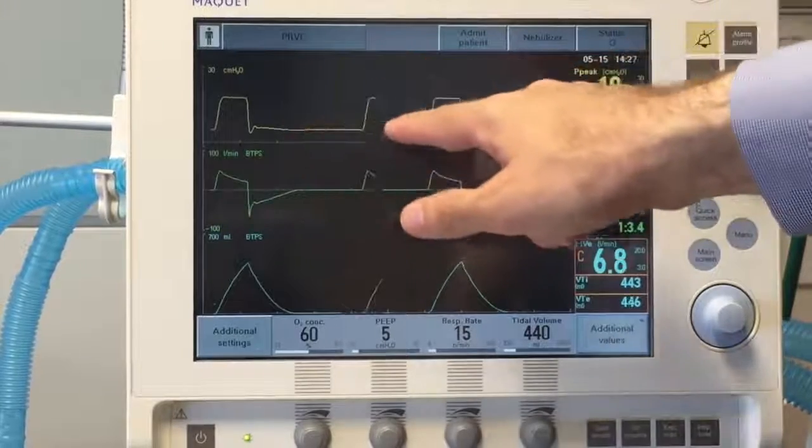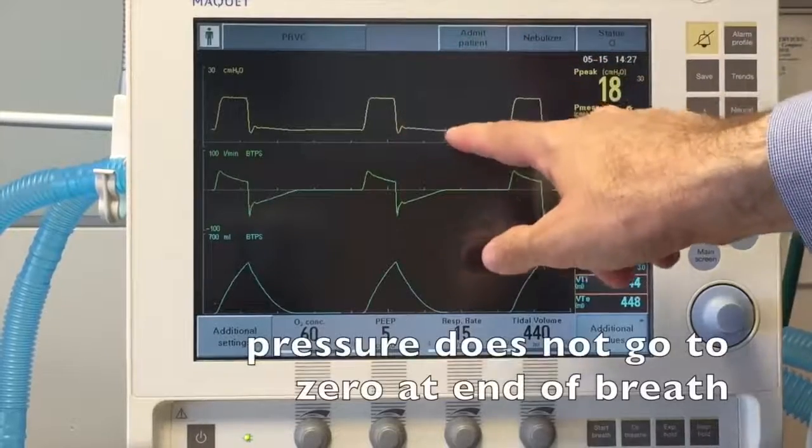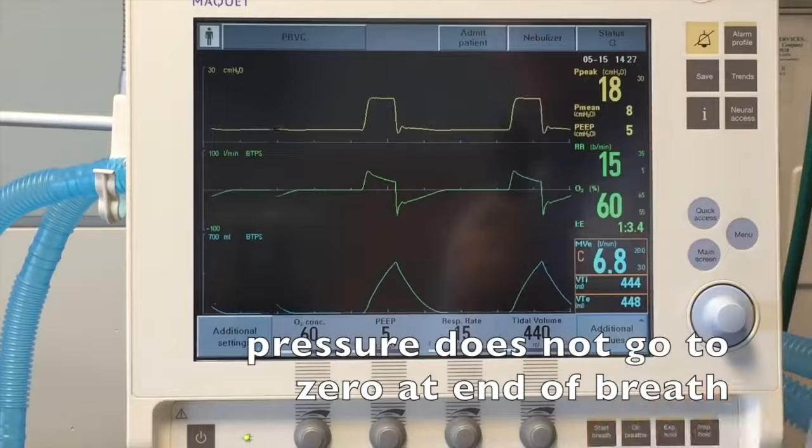And this is the pressure scalar, showing that the pressure goes up, and although it does go back down quickly during exhalation, because the PEEP is set at 5, it doesn't go back to 0.